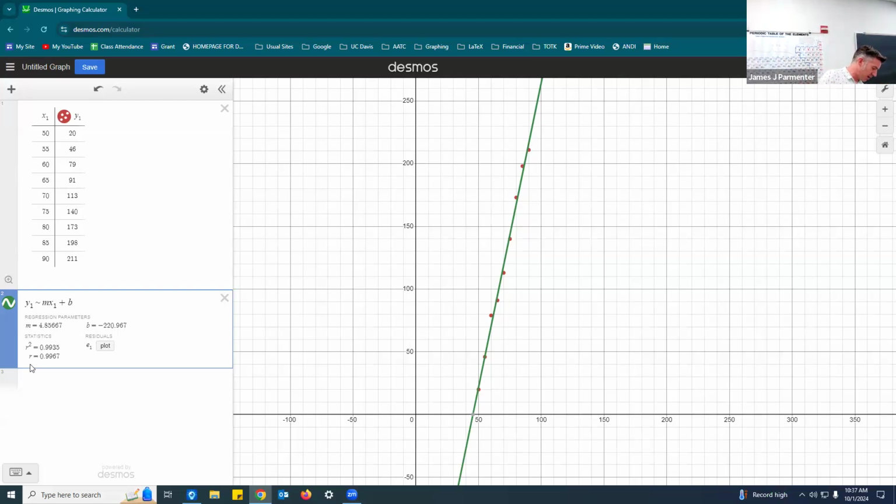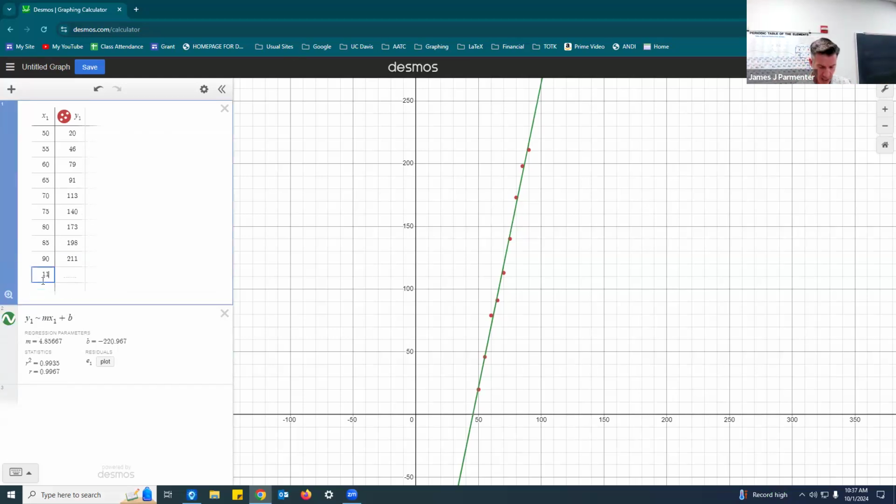And then use the linear model to estimate the chirping rate at 100 degrees Fahrenheit. So then you would take your equation, y equal to 4.85667 times x plus negative 220.967, and plug in 100 for x and calculate y. Or you could do it the lazy way and go to your table here and plug in. I'm going to pick a different number just so I don't give you the answer. I thought you can plug in 110, and okay, can you plug in 110?